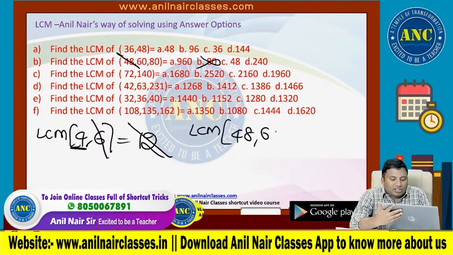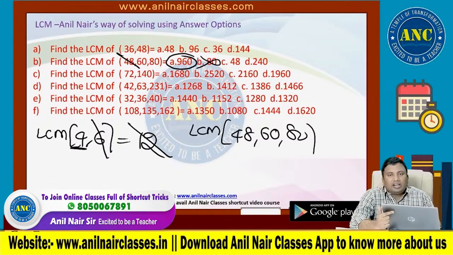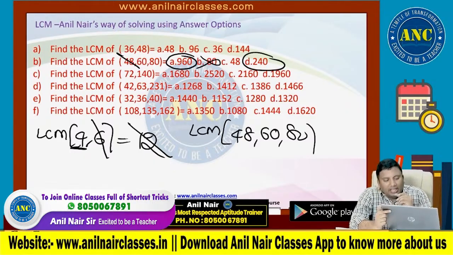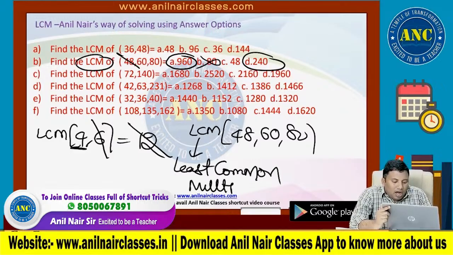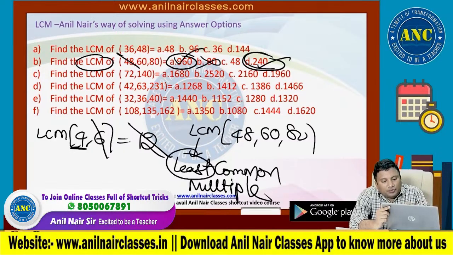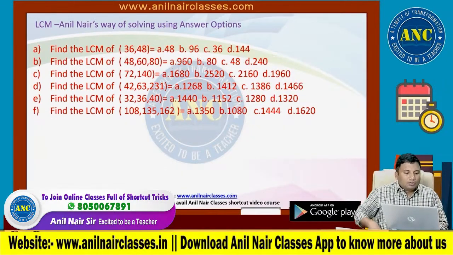48, 60 and 80. 960 will satisfy. 240 will satisfy. LCM is least common multiple. Smallest number we should take. If both are satisfying, smallest is 240. Next one. Third one.